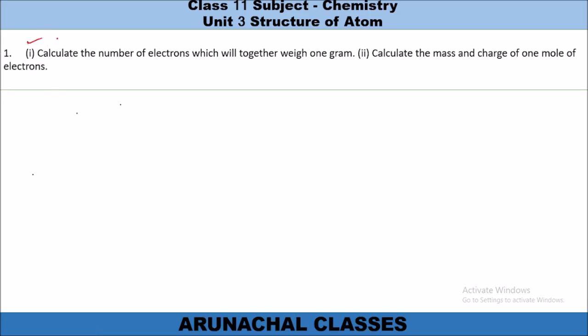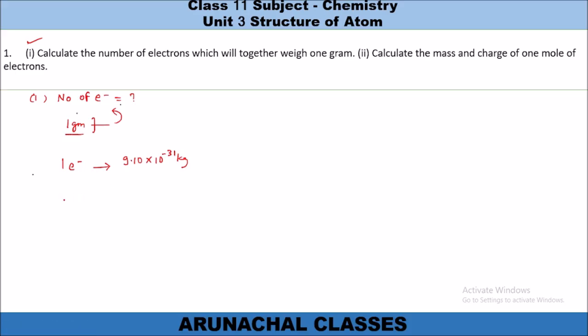So here we have the first question, that is calculate the number of electrons which will together weigh 1 gram. Means in 1 gram how many number of electrons are present. So we know that if it is one electron, mass is 9.10 multiplied with 10 power minus 31 kg. So this is the mass of one electron.